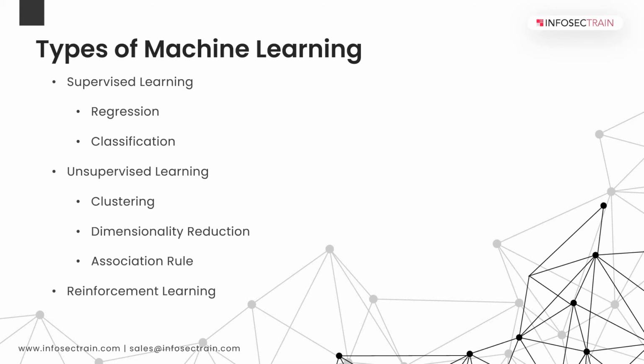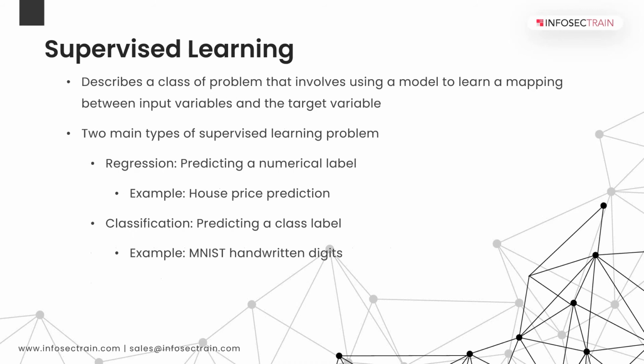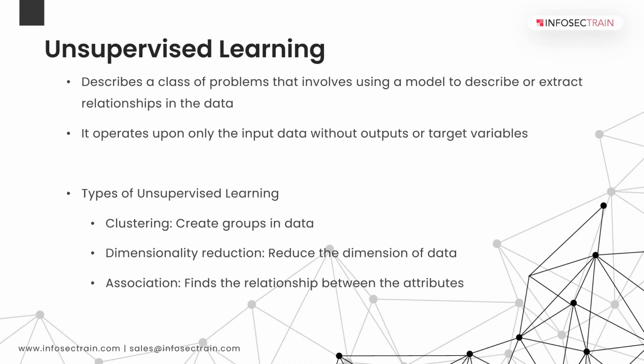So before that, see, there are different types of unsupervised learning. In unsupervised learning, basically we are dealing with only input data. Now what is input data and what is output data here?